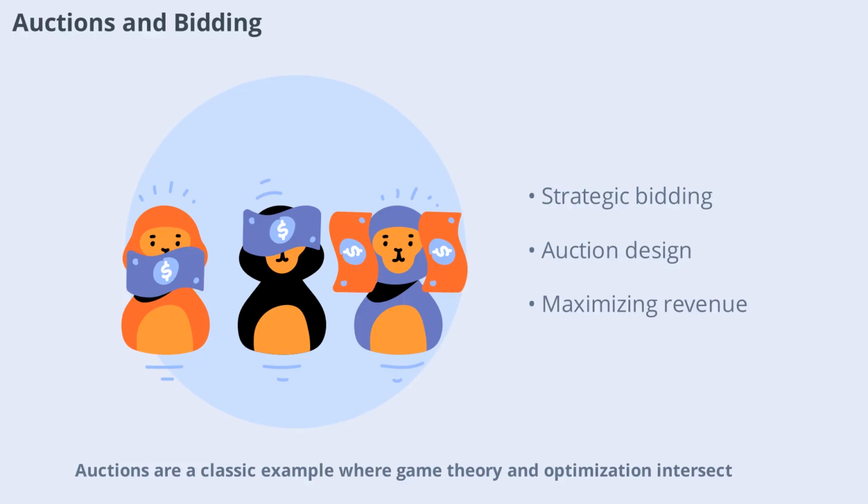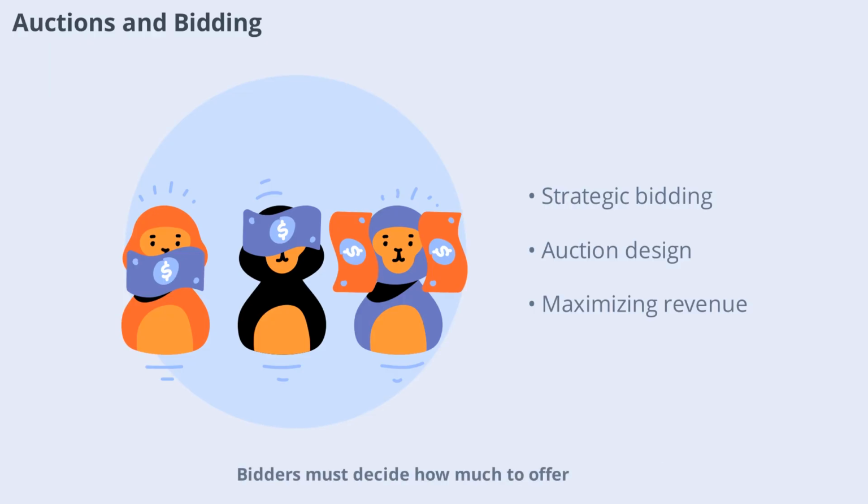Auctions are a classic example where game theory and optimization intersect. Bidders must decide how much to offer, considering both their own value and what others might bid. Economists use game theory to design auction formats that encourage fair competition and maximize revenue. Optimization helps bidders determine the best strategy to win at the lowest possible cost.